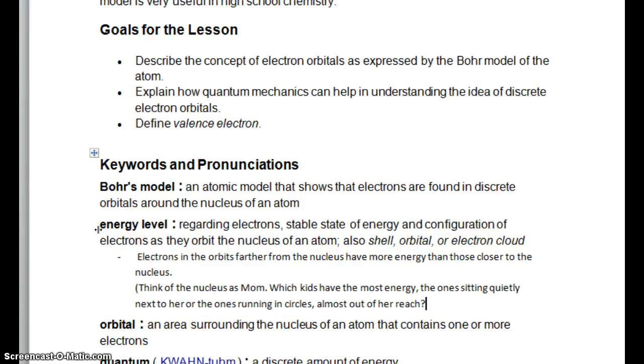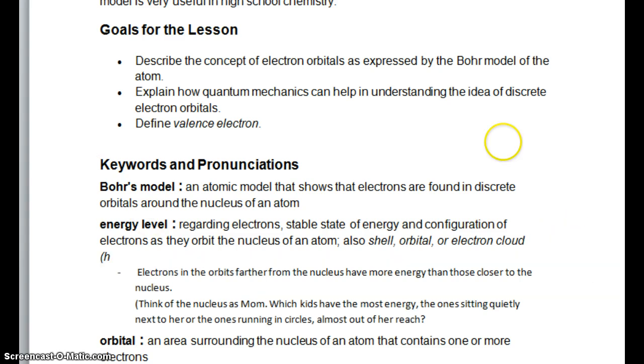Basically, for as much as we need to know for this class, shell, orbital, electron cloud, energy level, they're all the same. It tells how far from the nucleus the electron is. And that's really the main idea. So how far the electron is from the nucleus, and it is a set amount. So in that regard, it is like thinking of the planets going around the sun.